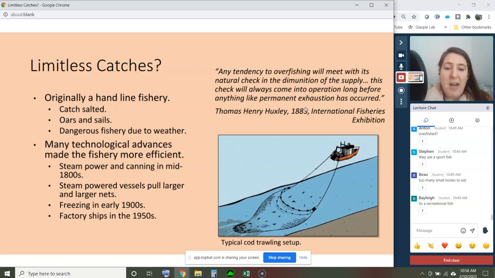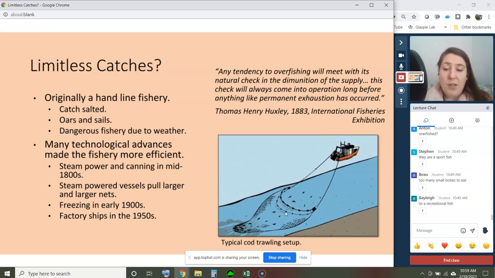But of course, there have been many technological advances that made the fishery more efficient and more safe. So steam power and canning happened in the mid-1800s. Canning provided an additional market for cod, and steam power, of course, lets vessels get safely to places quicker. Steam-powered vessels also are able to pull nets, and so eventually they were able to pull larger and larger nets. This image here is showing you a typical cod trawling setup. This setup is able to scoop up really any fish in the area. This is a lot more efficient than using a hand line.